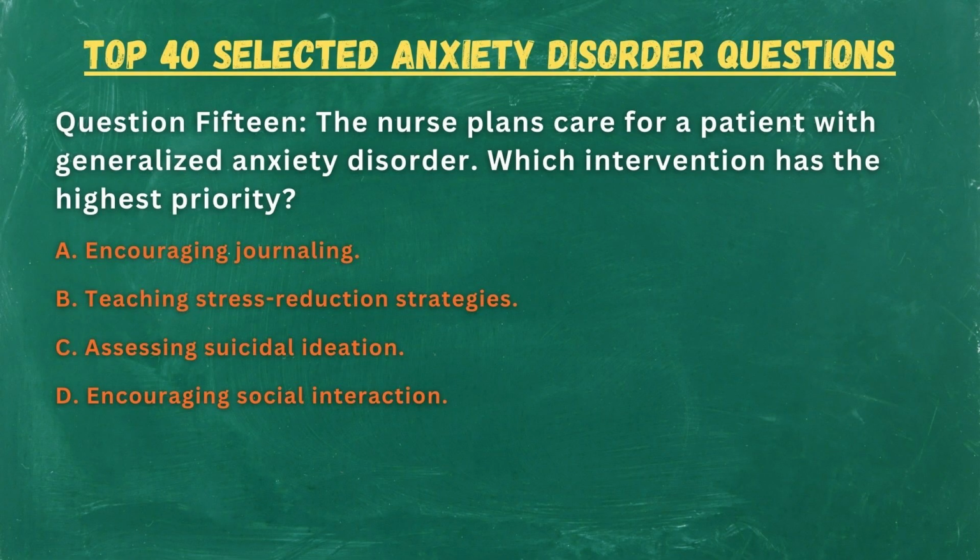Question 15. The nurse plans care for a patient with generalized anxiety disorder. Which intervention has the highest priority? A. Encouraging journaling. B. Teaching stress reduction strategies. C. Assessing suicidal ideation. D. Encouraging social interaction. Answer: C. Assessing suicidal ideation.